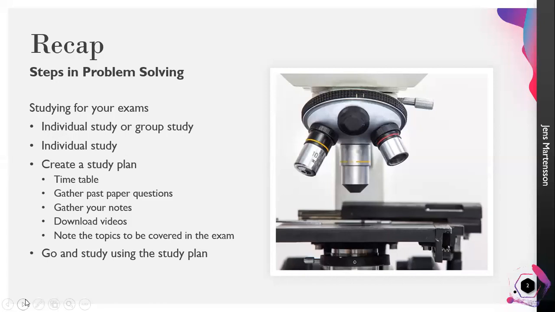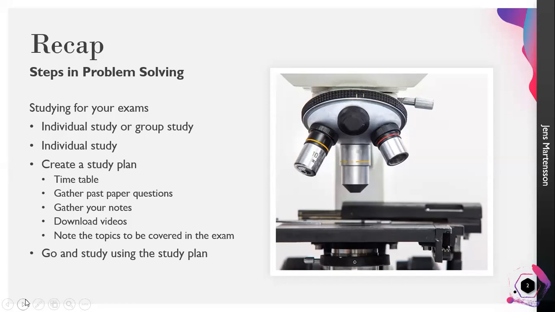Let us do a brief recap of what we covered in our previous lesson. We looked at the steps involved in the problem solving process. And we want to also go back through another example using something that you are most familiar with and something that students struggle with on a daily basis. So we're looking at studying for your exams. Now, the problem is studying for your exams.